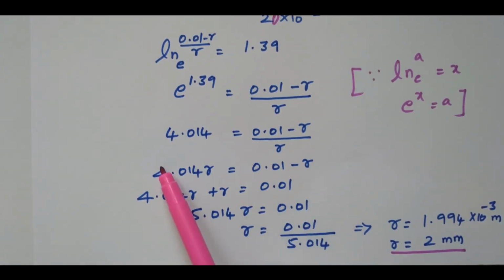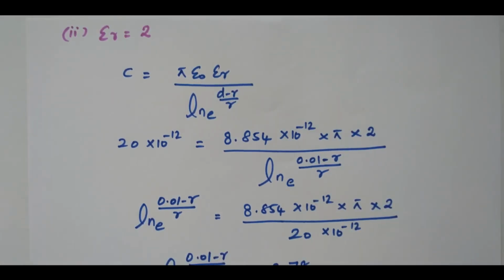Bring this r that side, so that 4.014 r plus r equal to 0.01. So these two are added. 5.014 r equal to 0.01. So r equal to 0.01 divided by 5.014. From that we calculated r equal to 1.994 into 10 to the power minus 3 meter. That is r equal to 2 millimeter. Right? By using this we can find r equal to 2 millimeter. So first case, the radius of the conductor, size of the conductor is 2 millimeter.